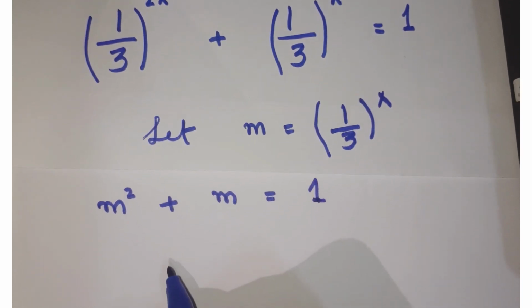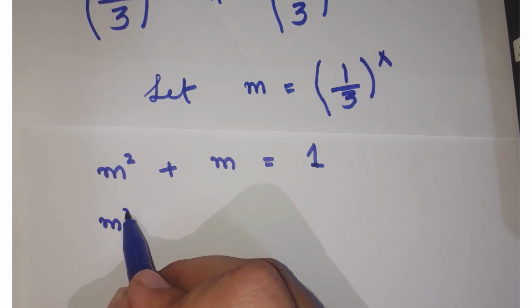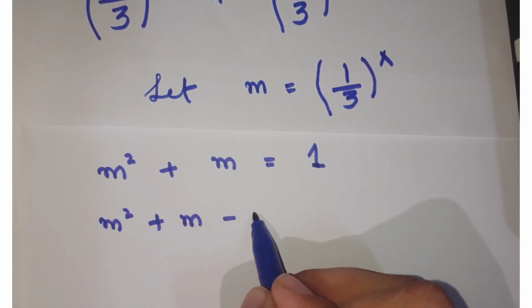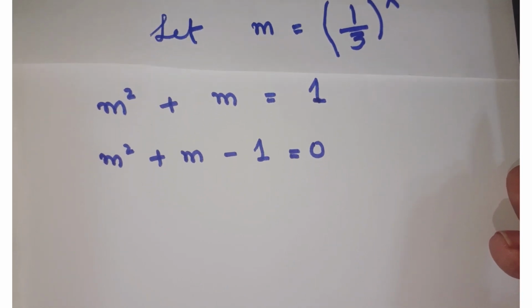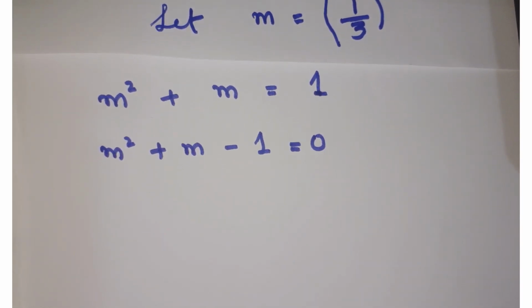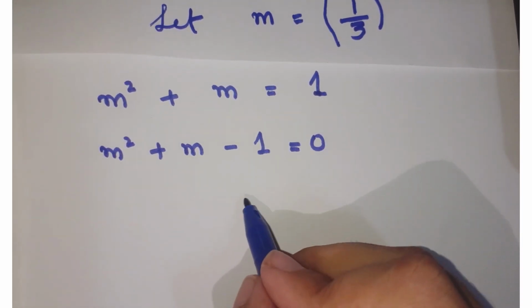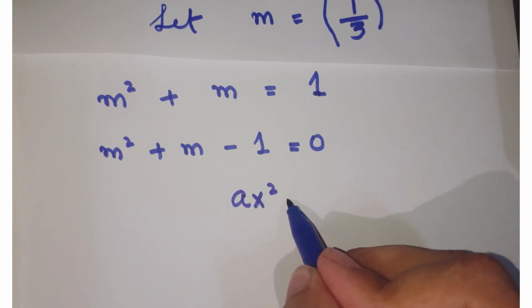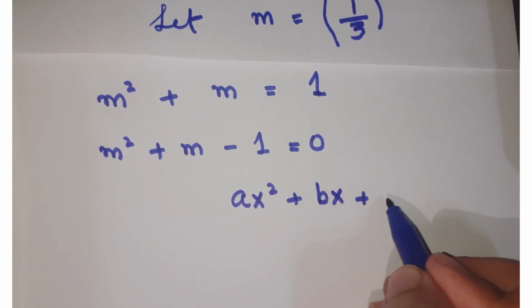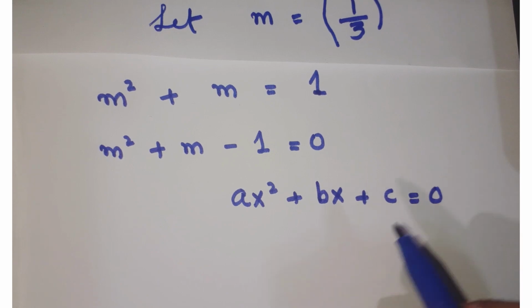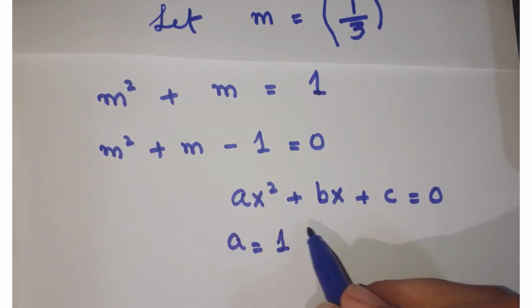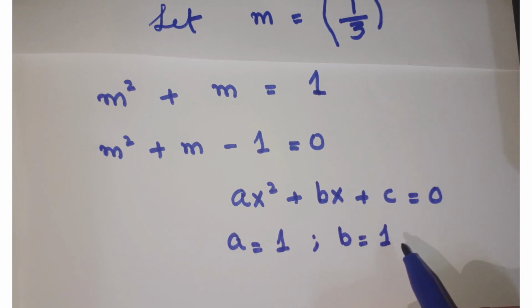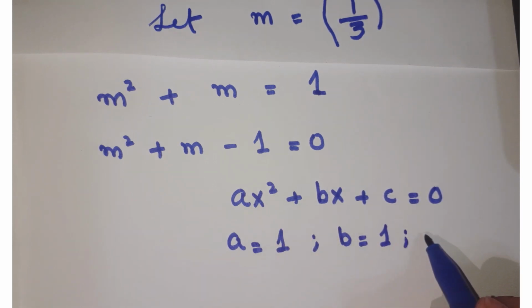Further, you can simplify it as m square plus m minus 1 is equal to 0. Now you know that this equation is a quadratic equation. Comparing it with the standard quadratic equation, that is ax square plus bx plus c is equal to 0, you have a is 1, that is coefficient of m square, b is 1, that is coefficient of m, and c is minus 1.